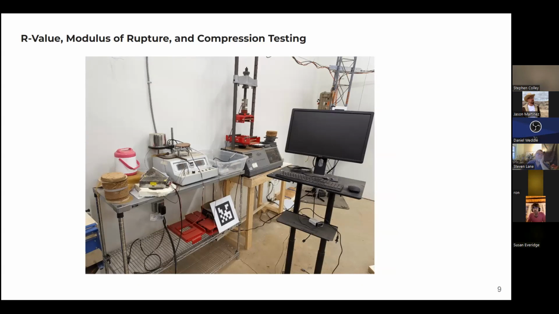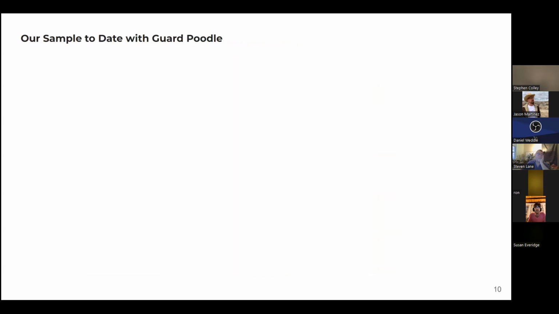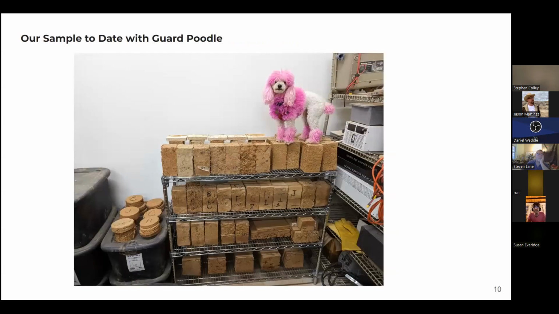We do compression and modulus of rupture testing in-house, and we test as slowly as possible to give us the worst results possible. It's one of those things where if you do better in your worst case scenario, it's just one more factor of safety over what you would need to deploy. So that's the machine on the right there, and this is the lab dog.